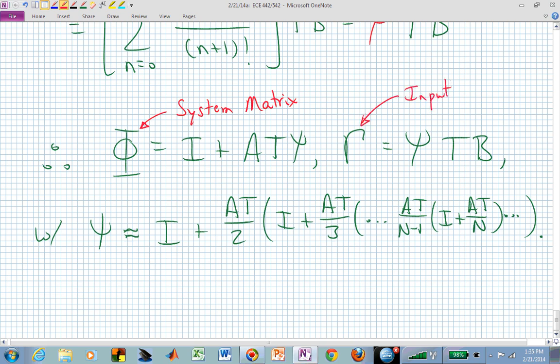And that completes this presentation of the zero-order hold equivalent of a state space representation.